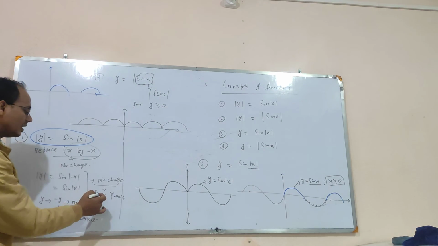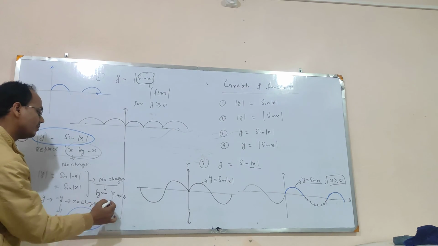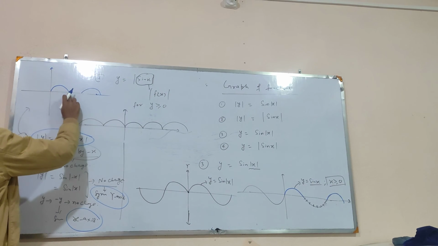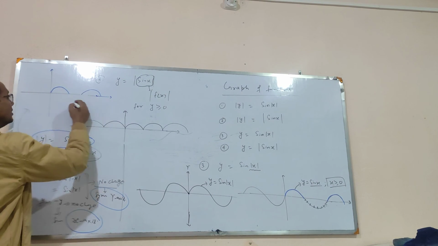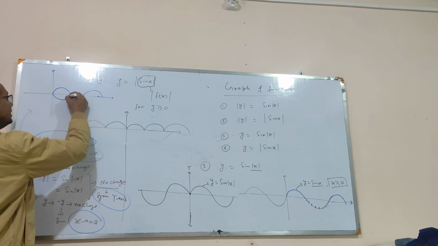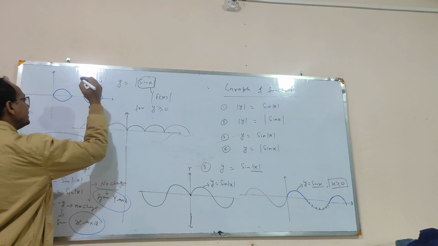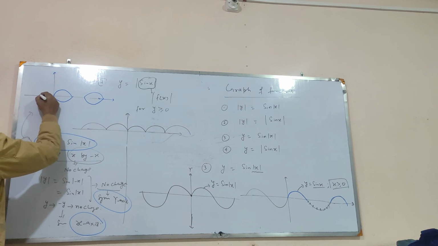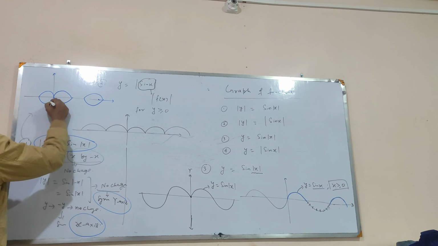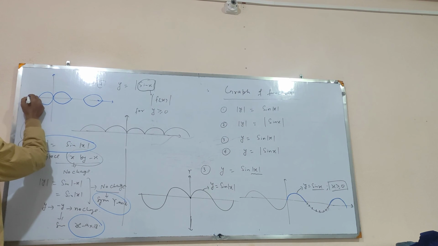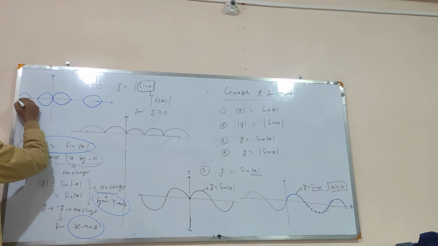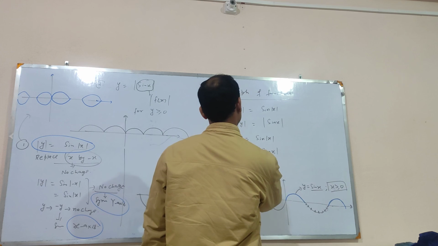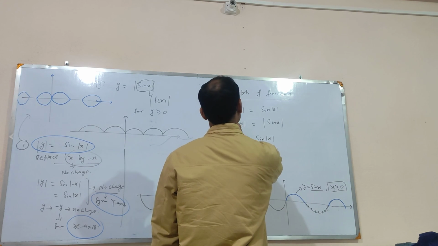Now since the function is symmetric about the x-axis as well as the y-axis, we will take the image of this graph about the x-axis. This is the image about the x-axis. Now again reflect this graph about the y-axis. So the final graph of the function will be like this. Similarly, we can draw the graph of question number 3 as well, and I think question number 2 as well.